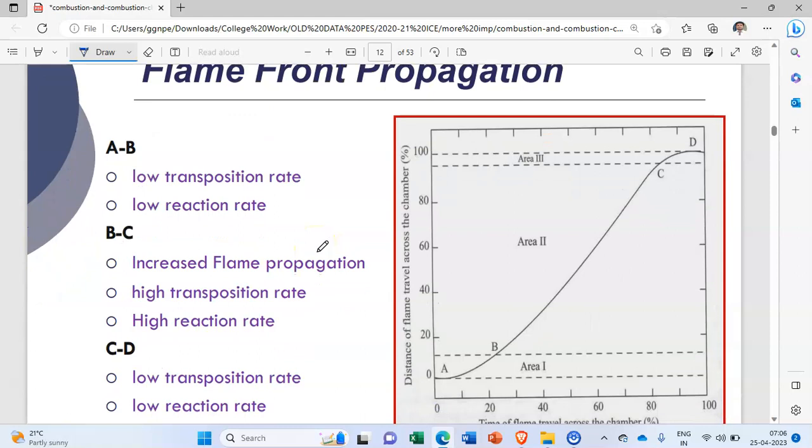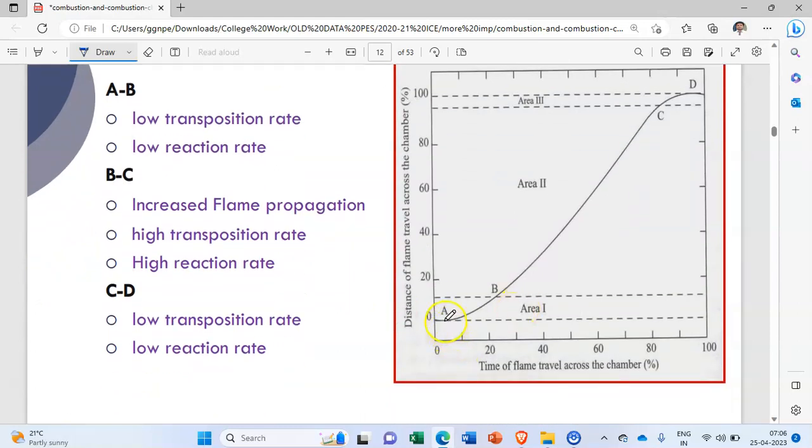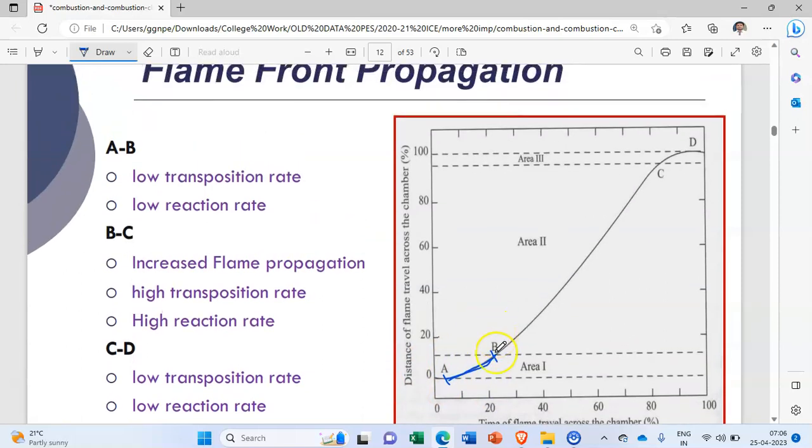If you see this, A to B is the ignition delay period. As already discussed, this A to B process is also called the chemical process. B to C is the transposition process, and C to D is the after burning, which is a mixture of these two processes.